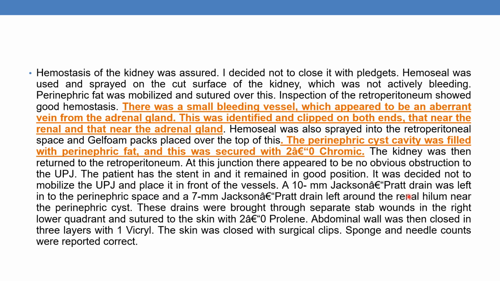A 10 mm Jackson-Pratt drain was left in the perinephric space and a 7 mm Jackson-Pratt drain left around the renal hilum near the perinephric cyst. These drains were brought through separate stab wounds in the right lower quadrant and sutured to the skin with 2-0 Prolene. The abdominal wall was then closed in 3 layers with 1 Vicryl. The skin was closed with surgical clips. Sponge and needle counts were reported correct.